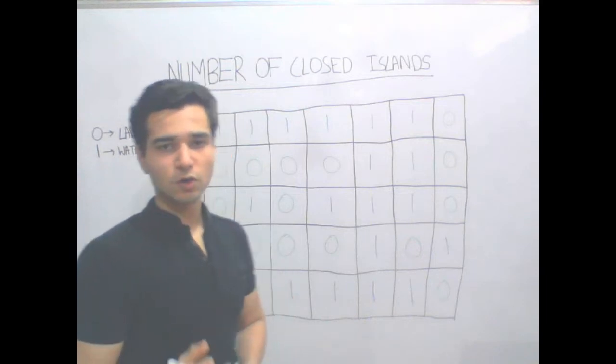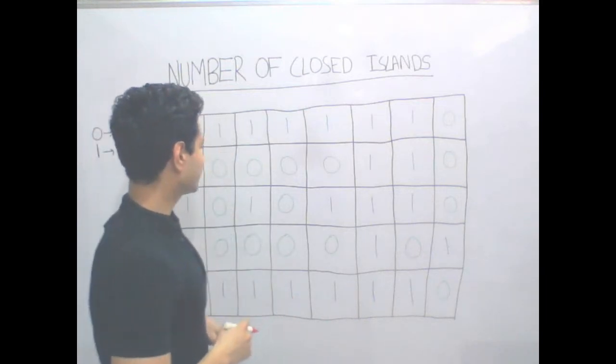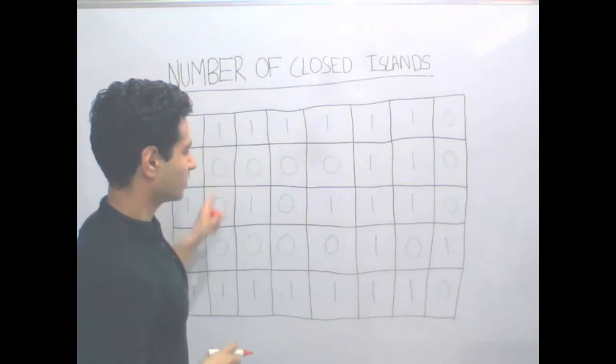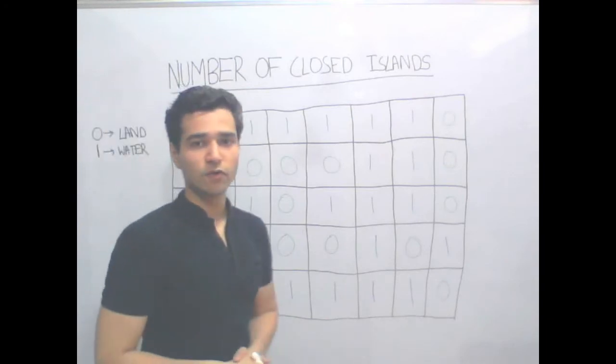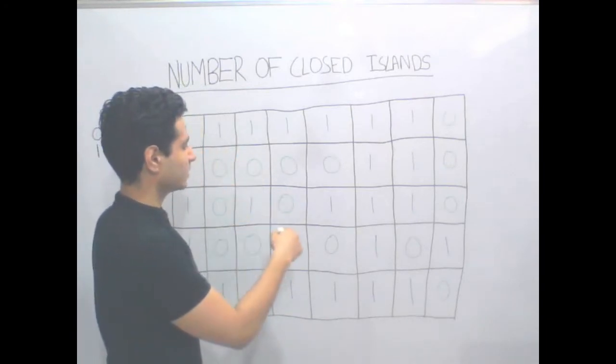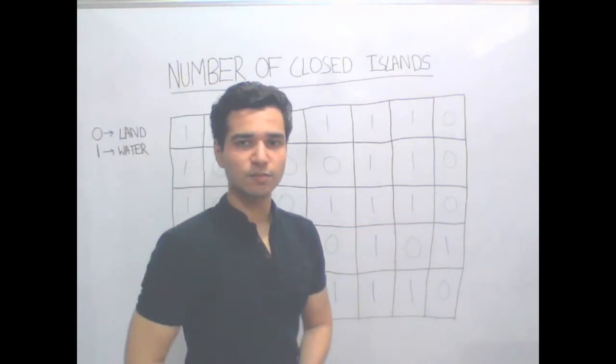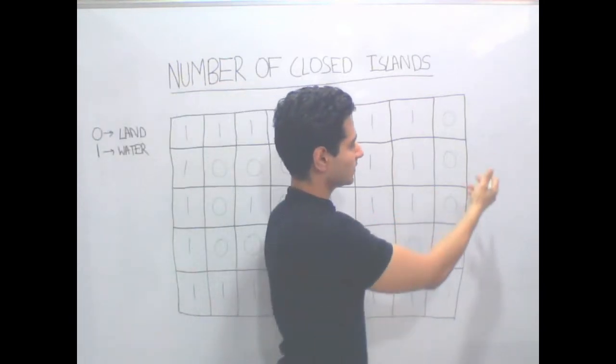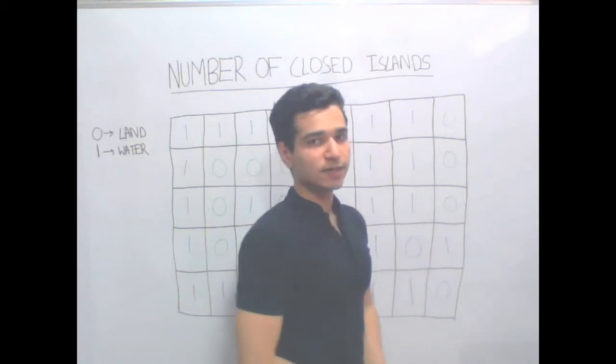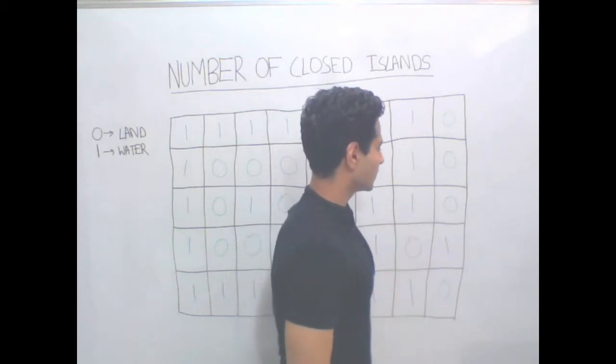But what is a closed island? A closed island is an island that is entirely surrounded by water. So this island is entirely surrounded by water. But this island is not a closed island because on its right hand side the matrix has ended and it is not completely surrounded by water.